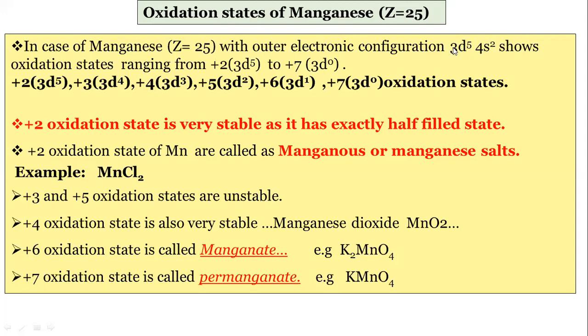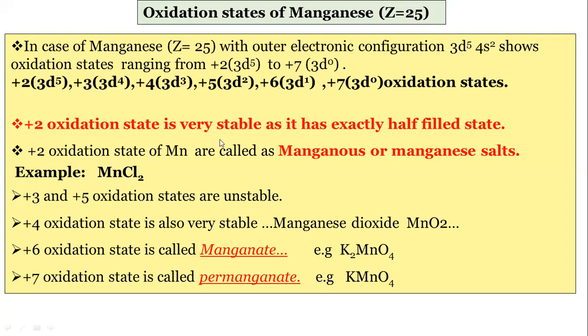The capacity of the d orbital is 10 electrons, so this is half filled. If the d orbital is half filled or completely filled, it becomes stable. So if these 2 electrons are given up by manganese, the d orbital will contain 5 electrons and it will show stable complexes. So remember, manganese +2 is the stable oxidation state.